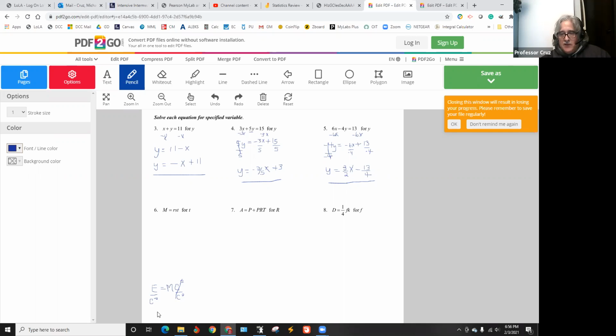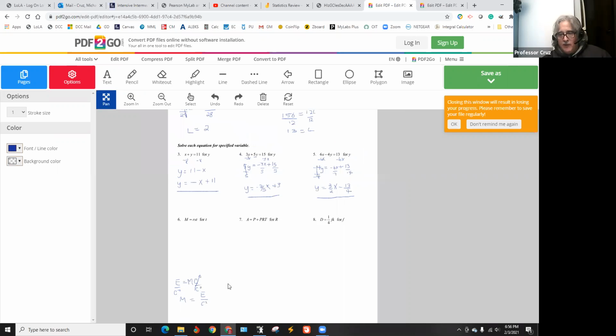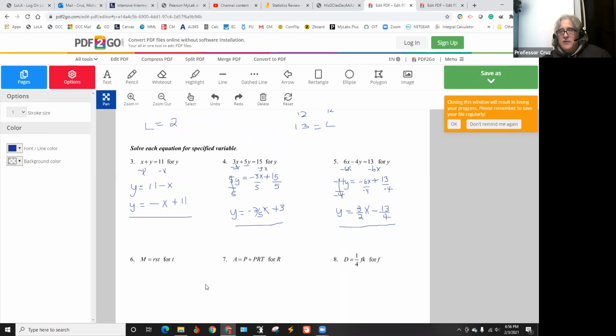So that means M is equal to energy over the speed of light squared. Now, I can't really show you how to solve for C yet because technically we haven't learned how to do square roots, but what you'd have to do is take the square root of both sides. And it essentially creates two possible C's, one negative and one positive.